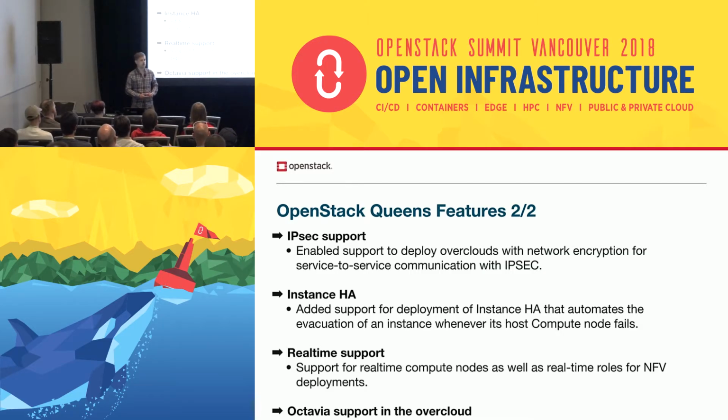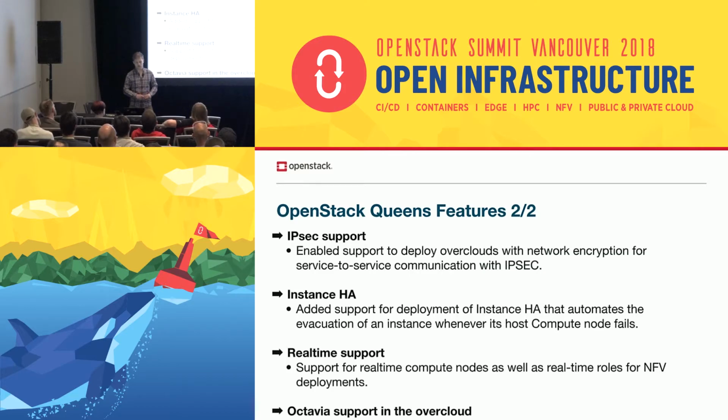There is also the support for instance high availability. That will evacuate the instance. If there is an instance, like a VM controlled by Nova, and the VM fails for some reason, the VM will be evacuated and respawned on another compute node. So that's something that was also done in Queens.